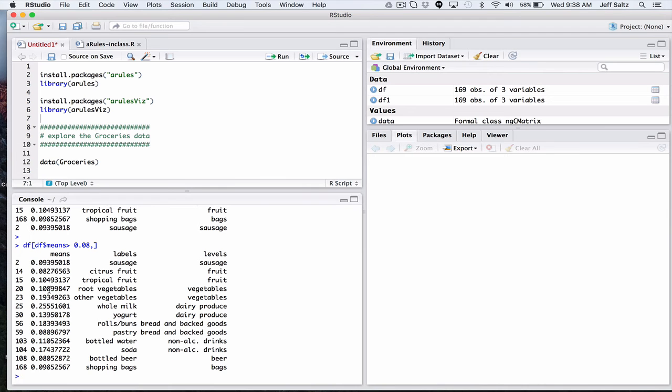Now we didn't tell it to sort it, so we can see all of them, but we can see whole milk is there. We can see sausage. So by doing this, we get a feel for what occurs most frequently and what occurs less frequently.